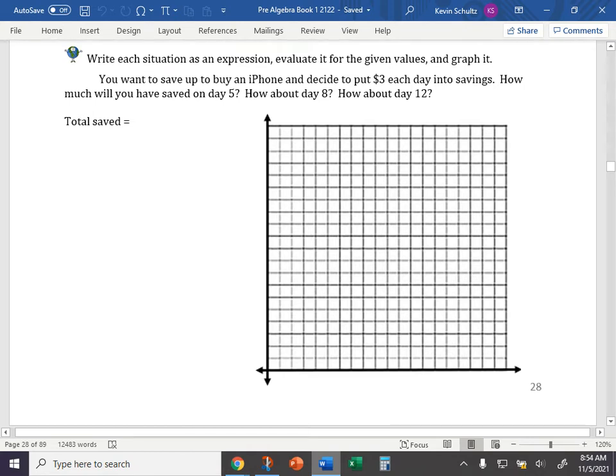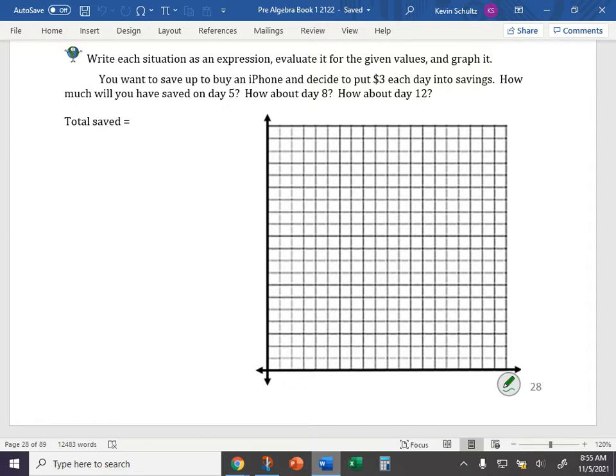Good day, pre-algebra. We are continuing working through CO14, a rare Friday lesson, but this is just too much fun to save until Monday, so we're going to talk about it today. These are real world situations of when you might have an expression and you want to plug values into it to see what you get.